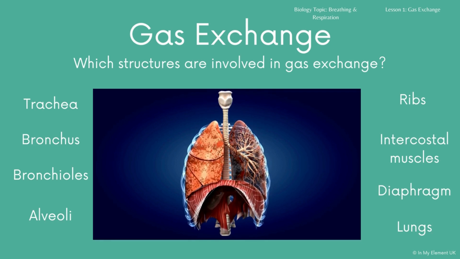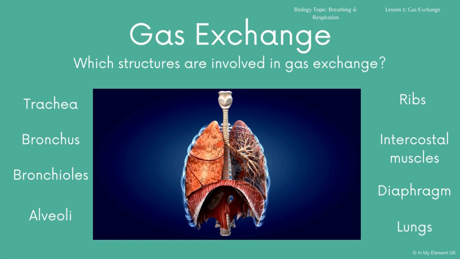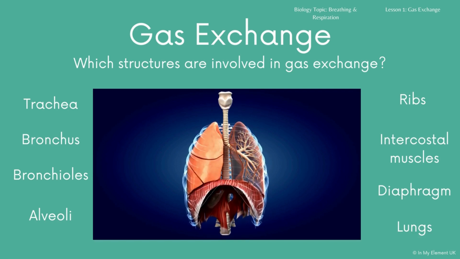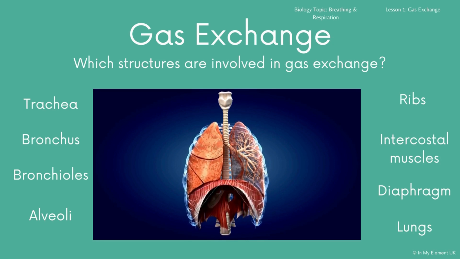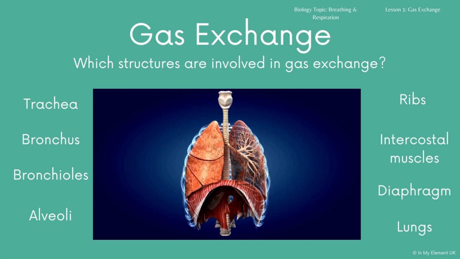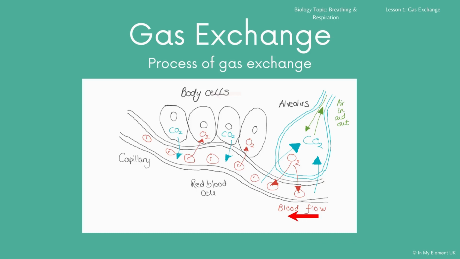Obviously the gas is breathed in through our mouth and then it will travel down our trachea into our lungs via the bronchus and bronchioles. When it reaches the alveoli, the gas needs to move into the blood, okay? And there will also be gas coming from the blood to move into the alveoli to be breathed out. This is the exchange of gases.